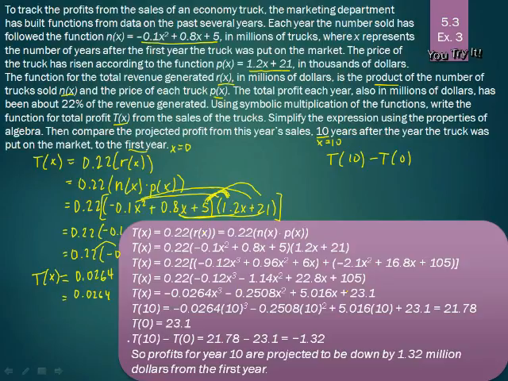T of x equals negative 264 10,000ths x cubed minus 2,508 10,000ths x squared plus 5 and 16 thousandths x plus 23 and 1/10. T of 10 equals negative 264 10,000ths times 10 cubed minus 2,508 10,000ths times 10 squared plus 5 and 16 thousandths times 10 plus 23 and 1/10 equals 21 and 78 hundredths. T of 0 equals 23 and 1/10. T of 10 minus T of 0 equals 21 and 78 hundredths minus 23 and 1/10 equals negative 1 and 32 hundredths. So profits for year 10 are projected to be down by $1.32 million from the first year.